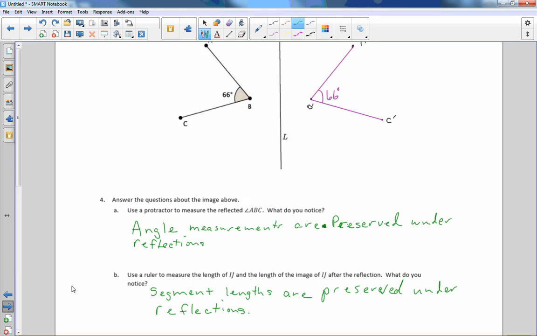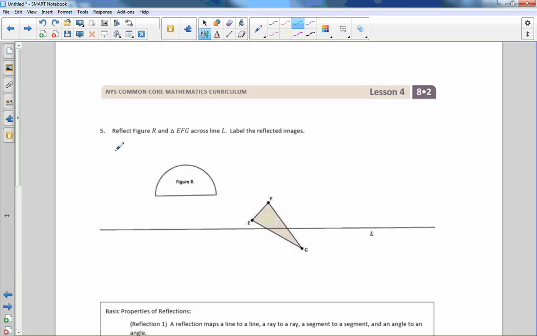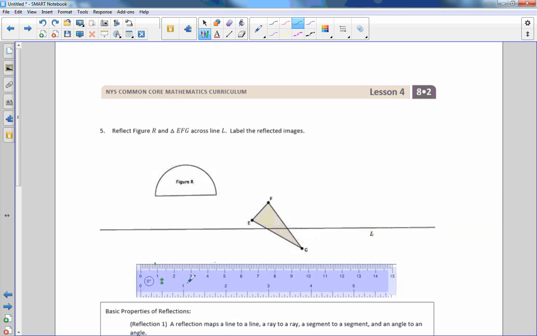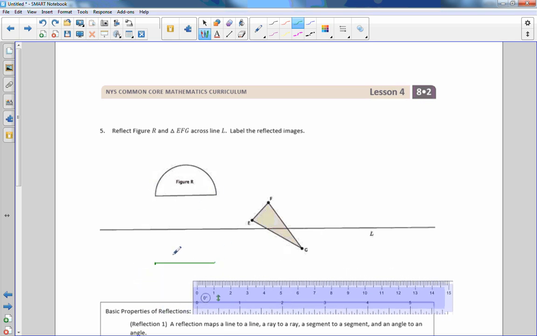Okay, moving along. Now it says to reflect these figures. Okay, it's the same process, so let me speed this up a little. Okay, so from this point right here to the line L is 2 centimeters, so I'm going to go 2 more on the other side, and that will be 4, so I'm going to put a dot right there. Okay, and then move this over to here, and that is also 2, so I'm going to put a dot here for 4. Okay, now I can quickly rotate that to 0 and draw a segment from here to here. So there's my side right here, down here.